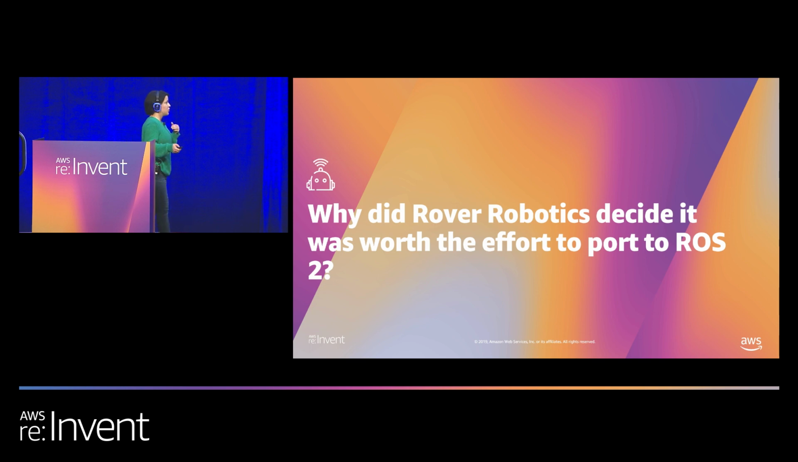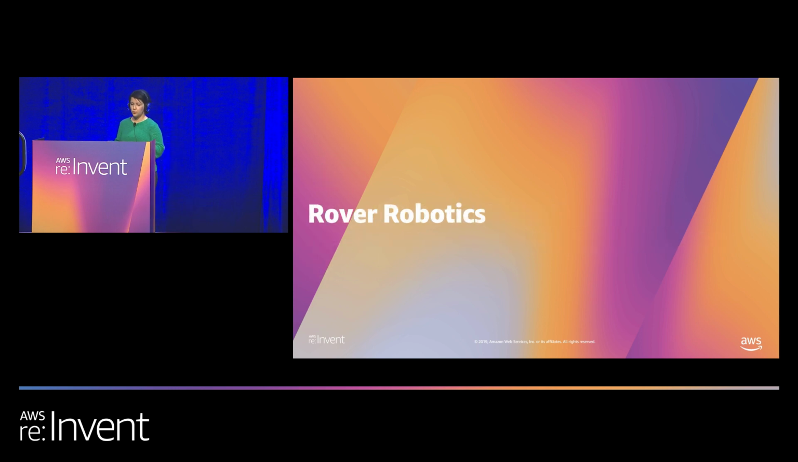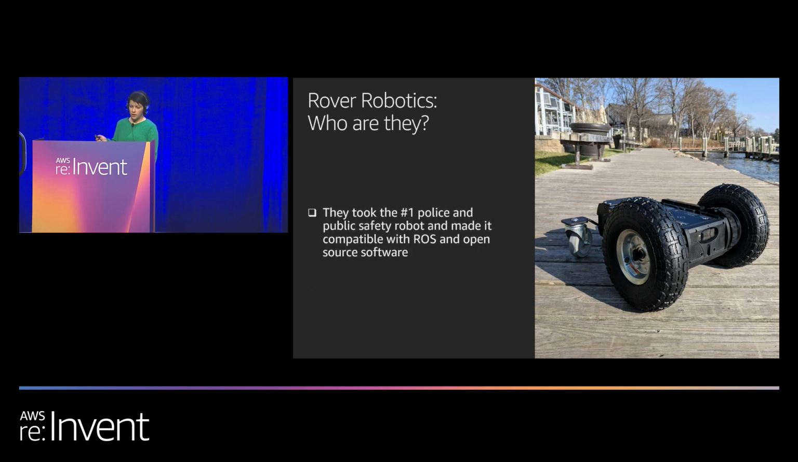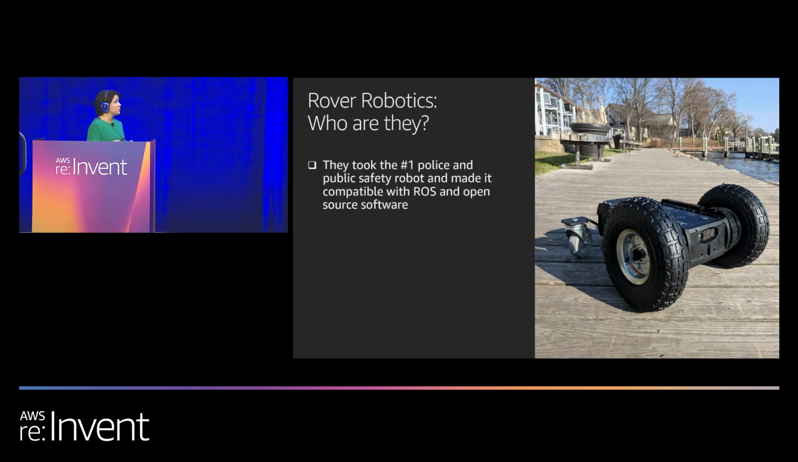Okay, so this is a startup called Rover Robotics, and I mentioned throughout the talk that they decided it was worth the effort to port to ROS 2. But first of all, who are they? What does this startup do? Well, let me go ahead and show you a little bit. So they actually took the number one police and public safety robot, and they made it compatible with ROS and open source software.